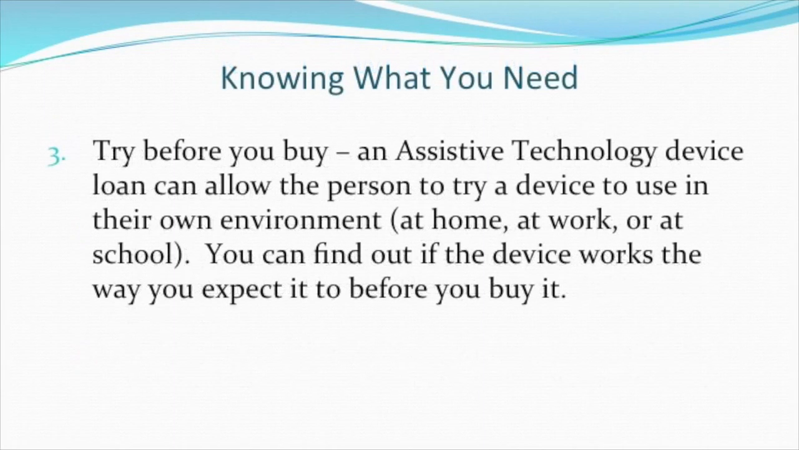The third thing a person could do is to try the product before they buy it. An assistive technology device loan could allow the person to try a device to use it in their own environment, whether that's at home, at work, or at school. The person can find out if the device works the way they want it to and expect it to before they buy it.